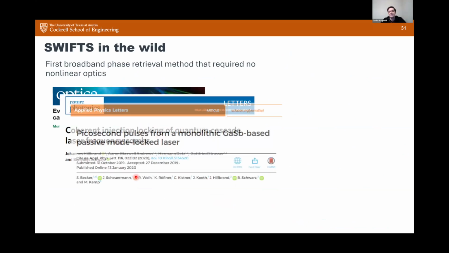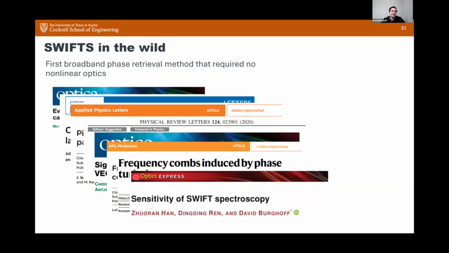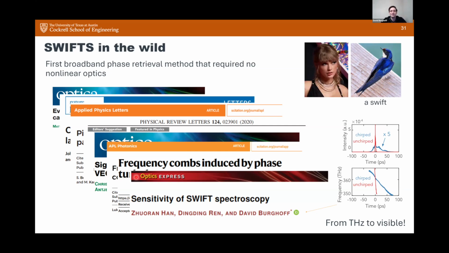It's a technique that can work at many different frequency ranges, really from the terahertz all the way to the visible. It's a little bit interesting in that it started in the terahertz range and then moved on into these other frequency ranges. And SWIFTs doesn't really matter what it stands for. The most important thing is that a swift is a bird. So this, of course, has an animal name. Although more specifically, SWIFTs is actually plural, so you need to have multiple swifts involved. So, of course, this satisfies the requisite name.